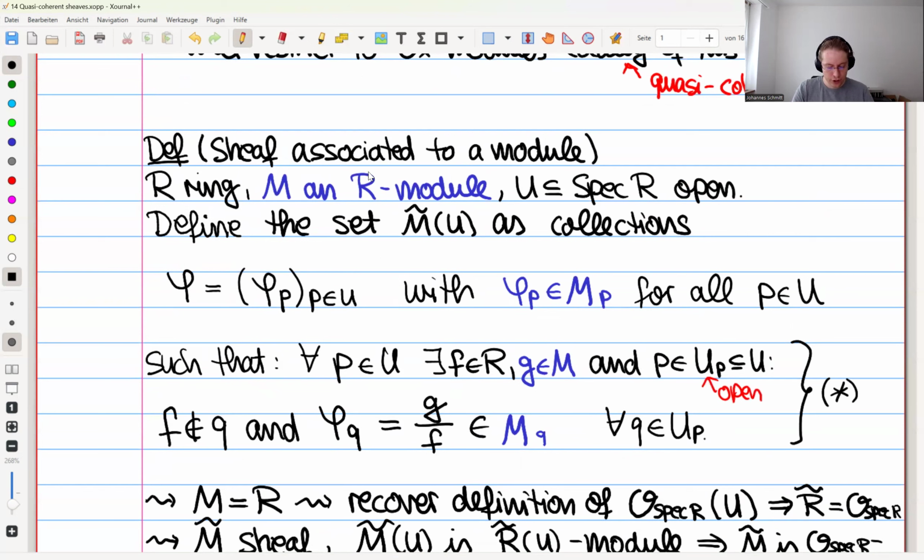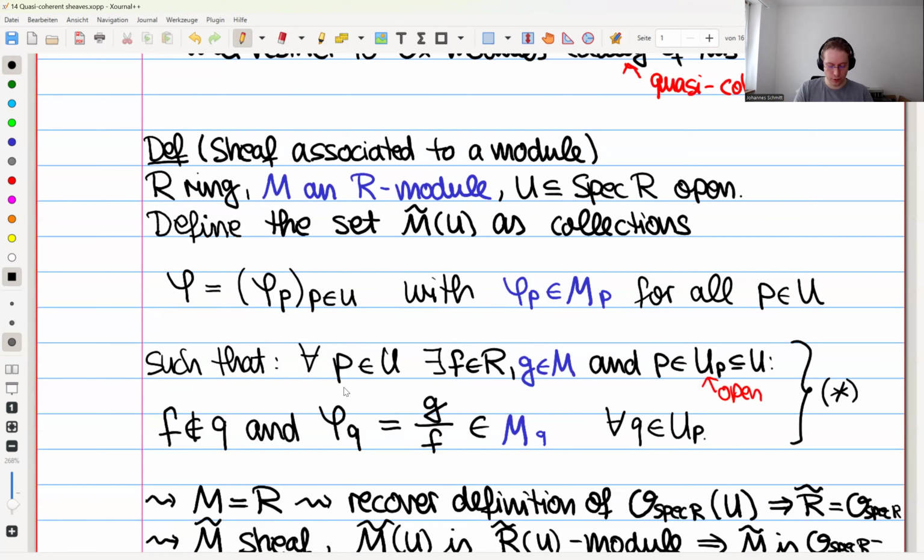So this is this sheaf M tilde associated to a module. So if R is a ring and M is an R-module, then we need to define what the sheaf does on any U inside Spec R open. And we just define this M tilde on U as the set of collections phi, which is a collection of elements phi_P of the localization of M at P, where P runs through all of these points in U. And they should satisfy that locally they're given by some fraction.